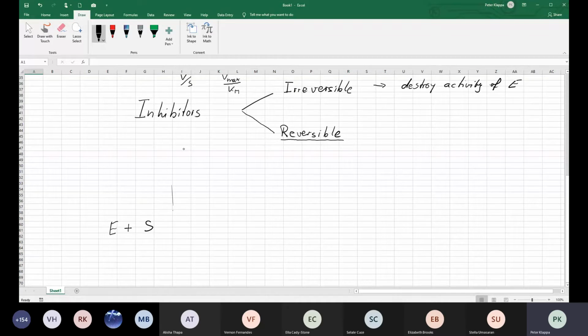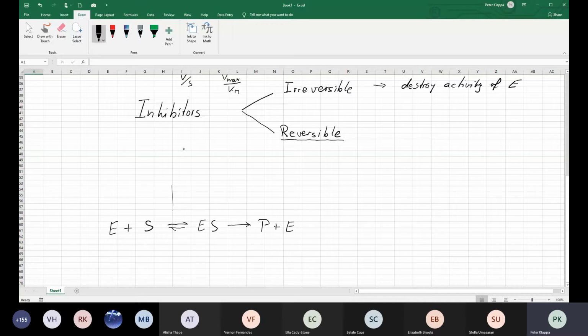Enzyme plus substrate gives us this scheme. We form an enzyme substrate complex, and then we also form, for our Michaelis-Menten equation, product plus enzyme. Okay? This is really familiar to you, and that's not a particularly new thing. But now we introduce an inhibitor.